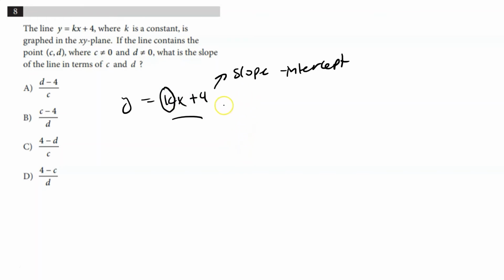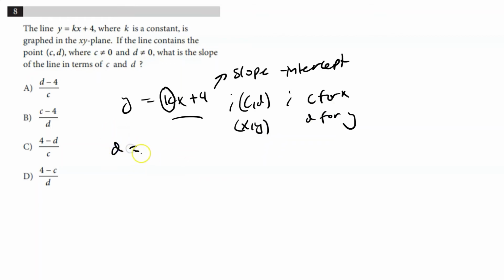And the question reads, if the line contains the point (C, D), what is the slope of the line in terms of C and D? So in this case, C and D are taking the place of our usual xy coordinate pair. Thus, we can plug C and D into our equation. So like we said, C for x and D for y. Thus, D equals k times C plus 4.